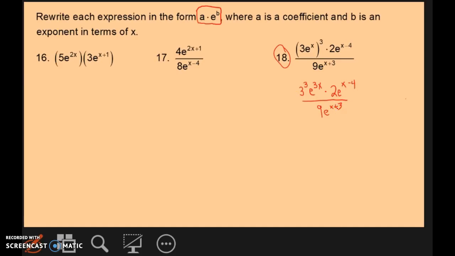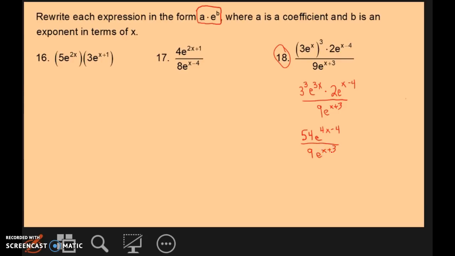3 to the third is 27, so I'm going to use that in a minute. I've also got that 2 that's going to get multiplied by 27, which gives me 54. Looking at the numerator, I've got my bases of e, and I'm looking to put those together. Because I'm multiplying, I'm going to add my exponents. So 3x plus x minus 4 gives me 4x minus 4. Again, the denominator, I haven't done anything with yet. It's kind of along for the ride at this point.